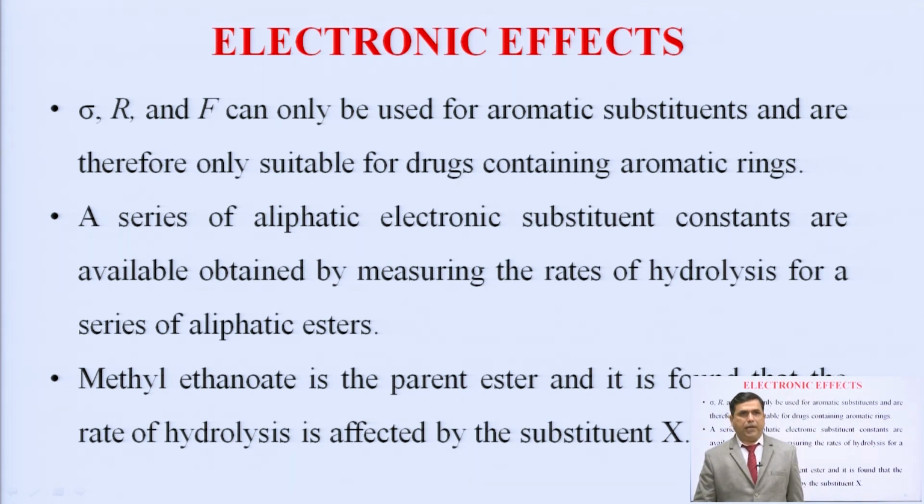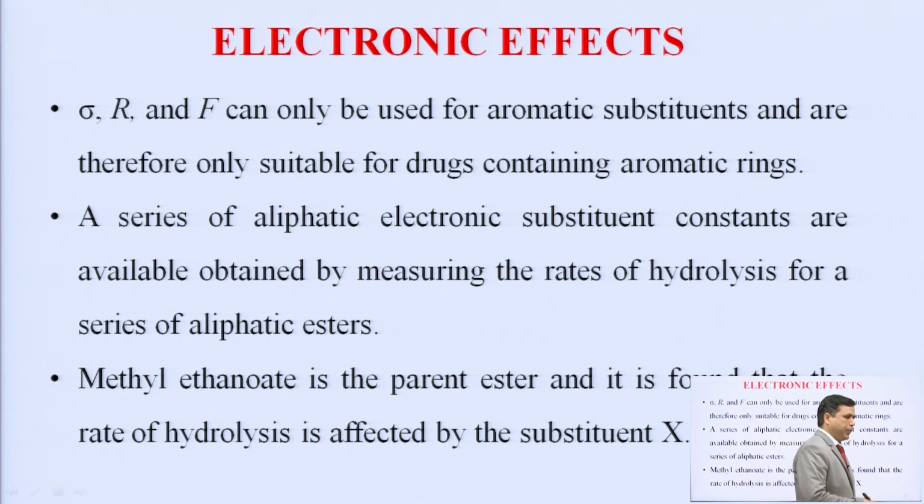For example, methyl methanoate is the parent ester, and it can be found that the rate of hydrolysis is affected by the substituent X. What does the substituent X mean? The substituent is either electron withdrawing or electron donating. So, this electron withdrawing or electron donating substituent also affects the rate of hydrolysis of the aliphatic ester.